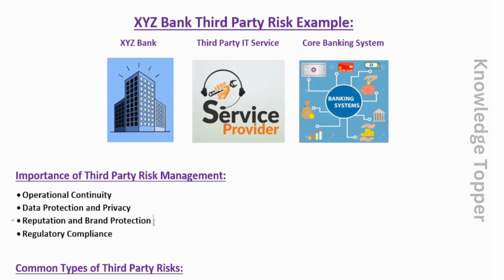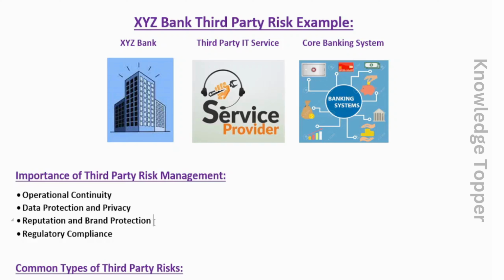The third importance is reputation and brand protection. The actions or failures of third parties can significantly impact an organization's reputation, and by managing risk associated with external partners, organizations can also safeguard their brand image and also maintain customer trust as well.